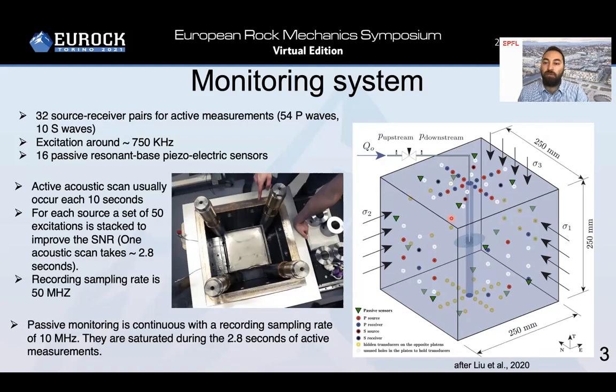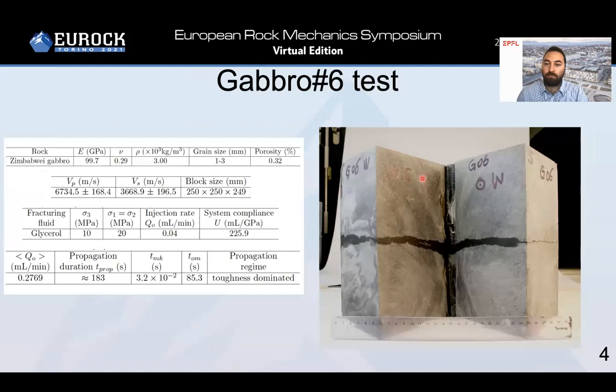Parallel to the active measurement, we have the passive monitoring sensors, shown in green triangles. They record continuously with a sampling rate of up to 12.5 megahertz. And of course, they are saturated when the active measurements are happening.